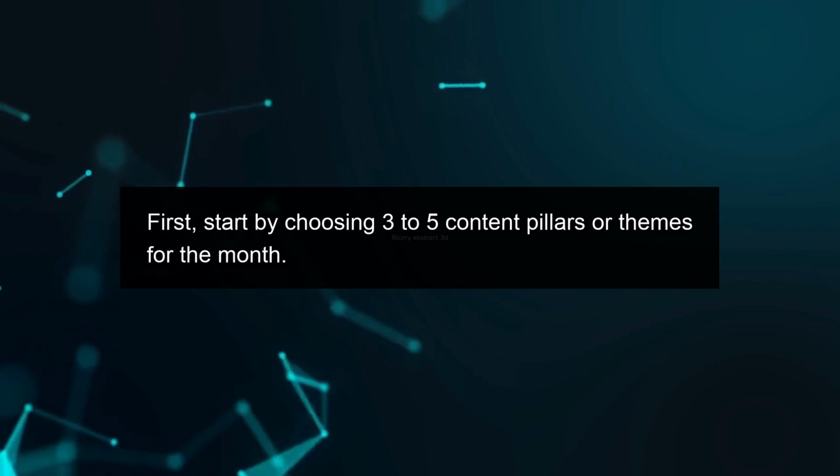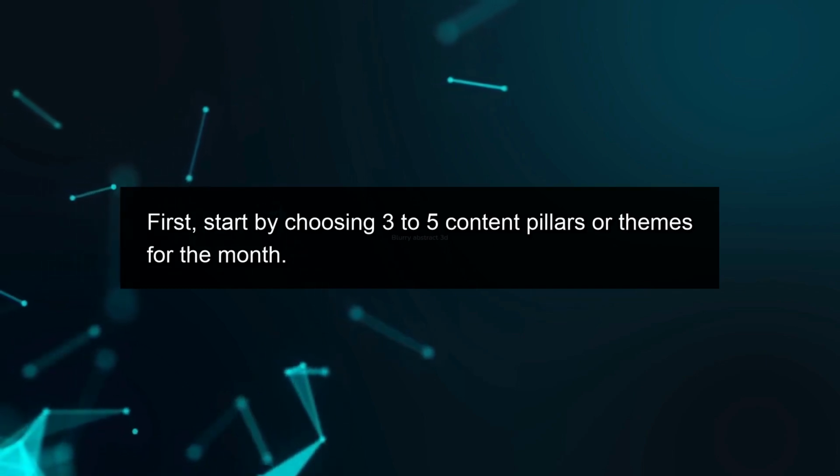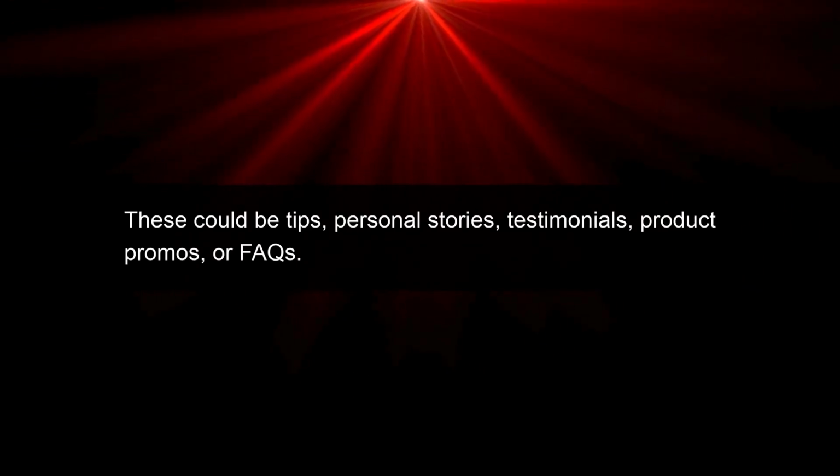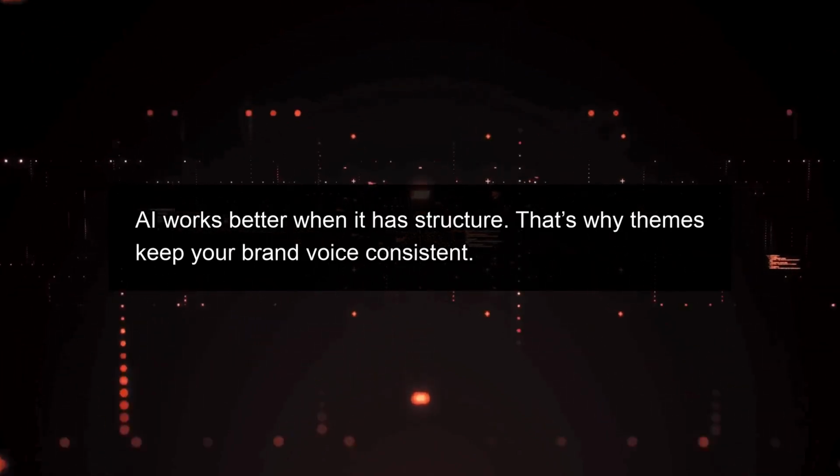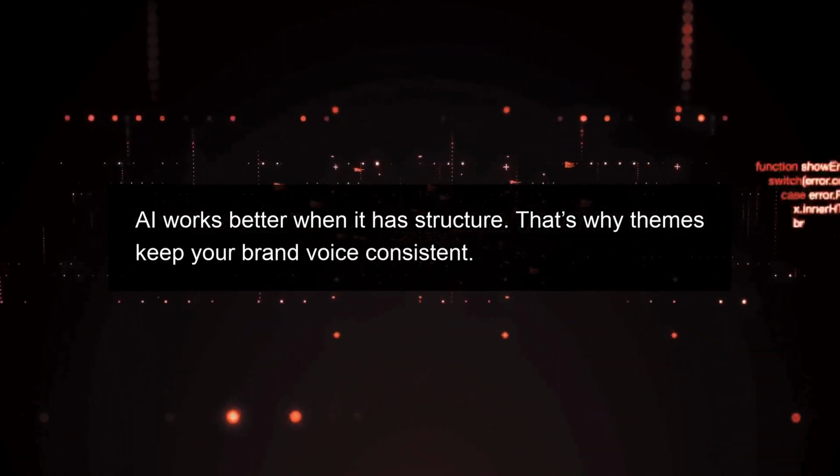First, start by choosing 3 to 5 content pillars or themes for the month. These could be tips, personal stories, testimonials, product promos, or FAQ. AI works better when it has structure. That's why themes keep your brand voice consistent.